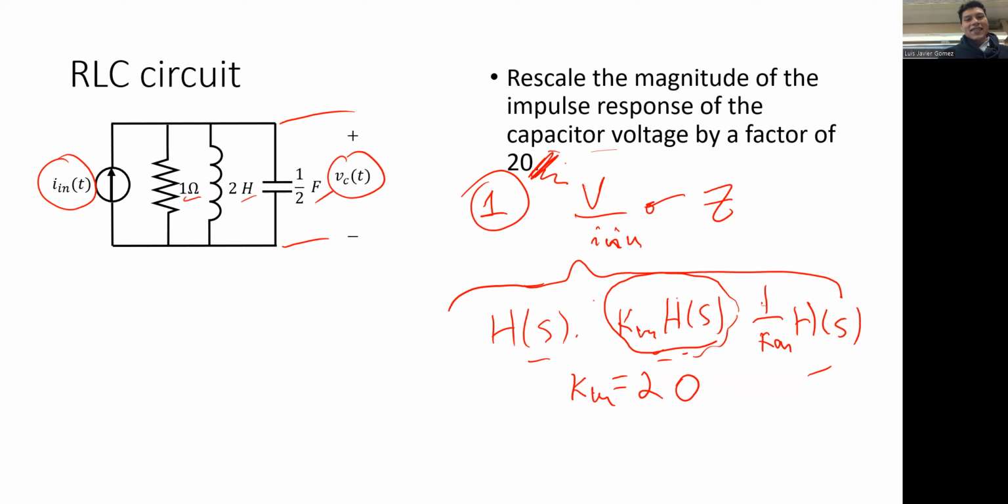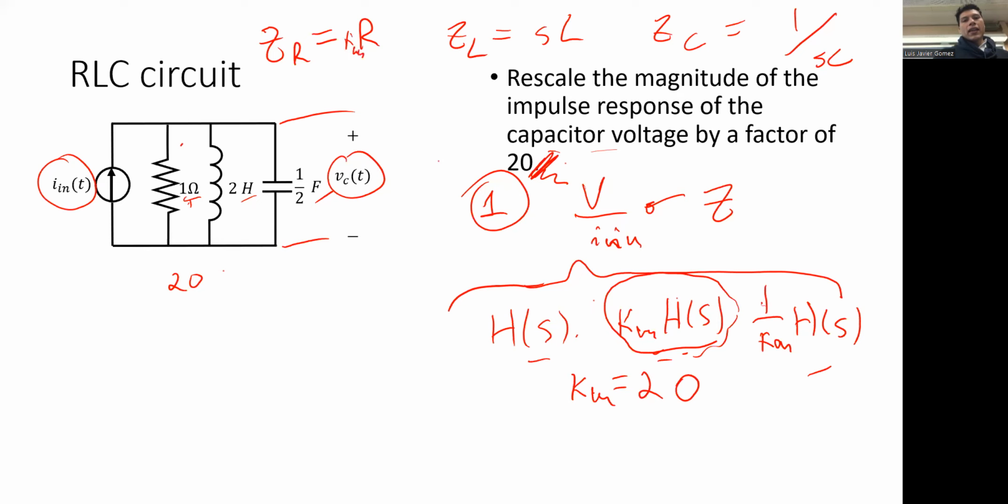I guess we have to divide by 1 over 20, but no, we have to multiply by 20. So this becomes 20. Remember, the units of this are impedance because Z_R is equal to R, Z_L equals SL, and Z_C equals 1 over SC. So we multiply this by Km, this by Km, and this by Km. So we get the new C, the new L, and the new R.